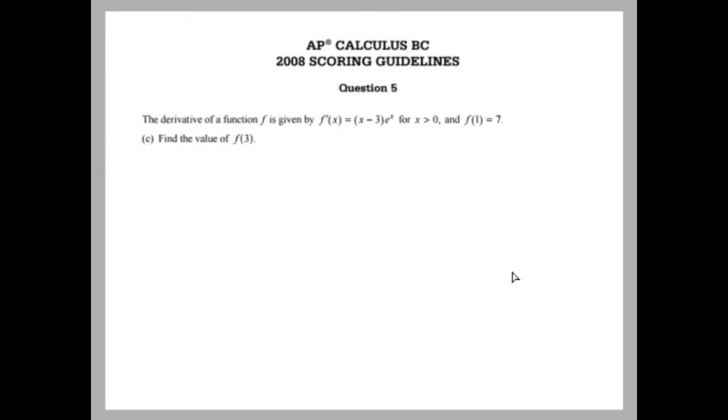Now on to the last part, part C, find the value of f of 3. Now to find f from f prime of x, we just need to integrate f prime of x. We'll take the integral of (x minus 3) times e to the x dx. Since we can't integrate this off the bat, since it would be kind of hard to do that, we're going to use integration by parts. And the formula for integration by parts is u times v minus the integral of v times du. And we can use a chart to help us visualize that.